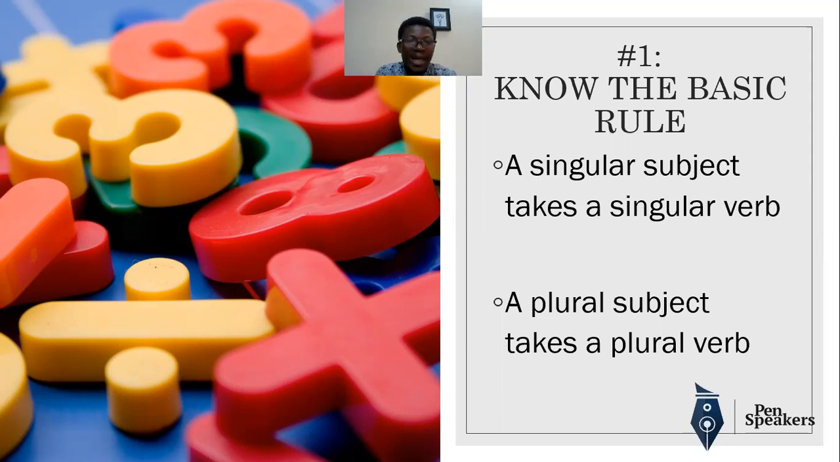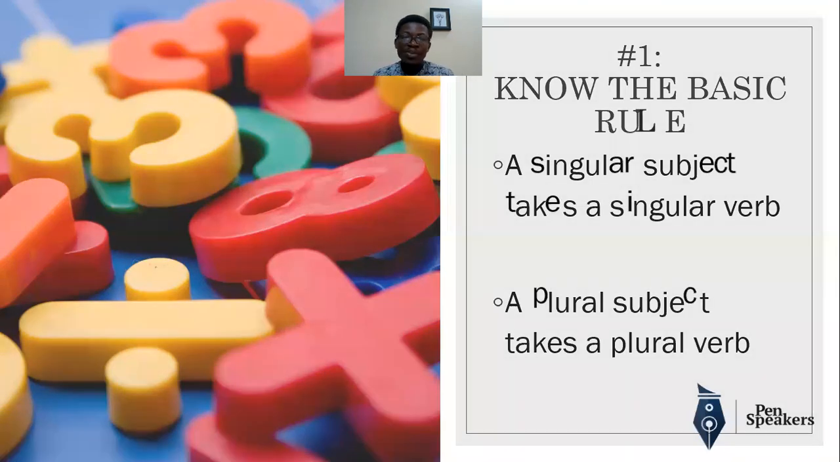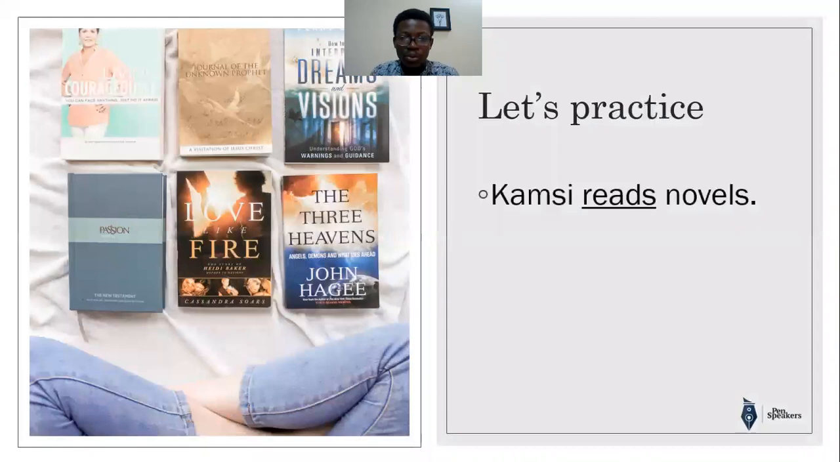So ask yourself, what is performing the action in that sentence? That is the subject. So you need to know whether you're looking for the singular or the plural. And then that will determine which verb you pick. Now, let's take a look at examples for the sake of illustration. This example says, Kamsi reads novels. Kamsi is a singular subject, one person, so it'll therefore take a singular verb, reads. I say reads because reads ends with the letter S. So that's to let you know that verbs that end with the letter S are singular.